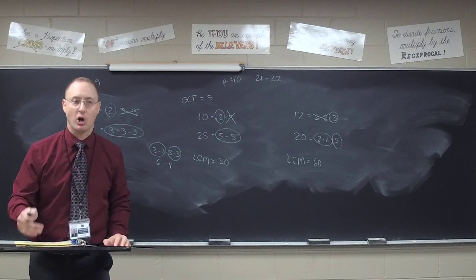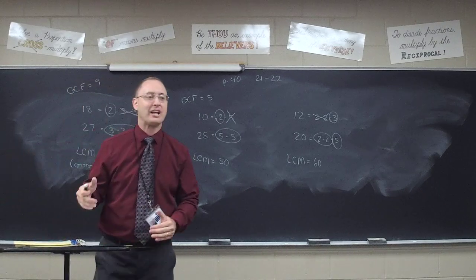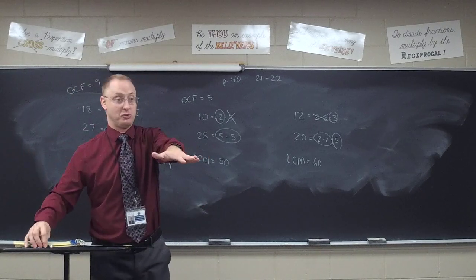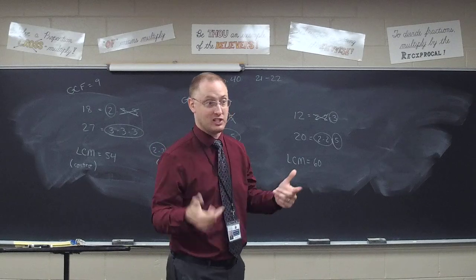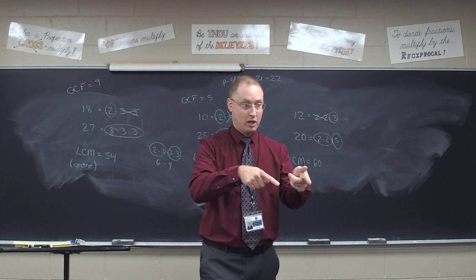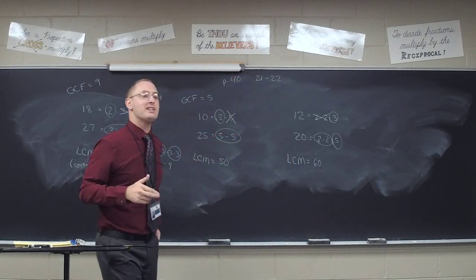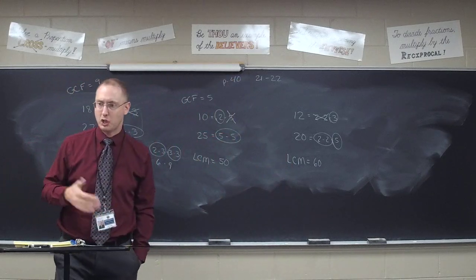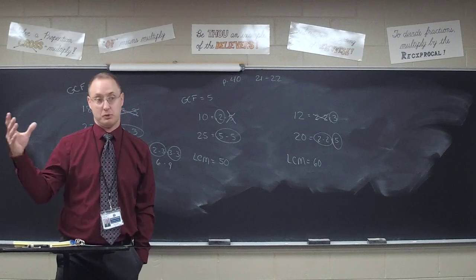A factor is a part of a number, right? 20 has factors of 4 and 5, right? You've got a lot of parts, Ben. Fingers, toes, arms, legs, ears. All of your parts are smaller than you. Does that make sense? All of your parts are smaller. So a greatest common factor is still a factor. It's still a part. You just want the biggest part.